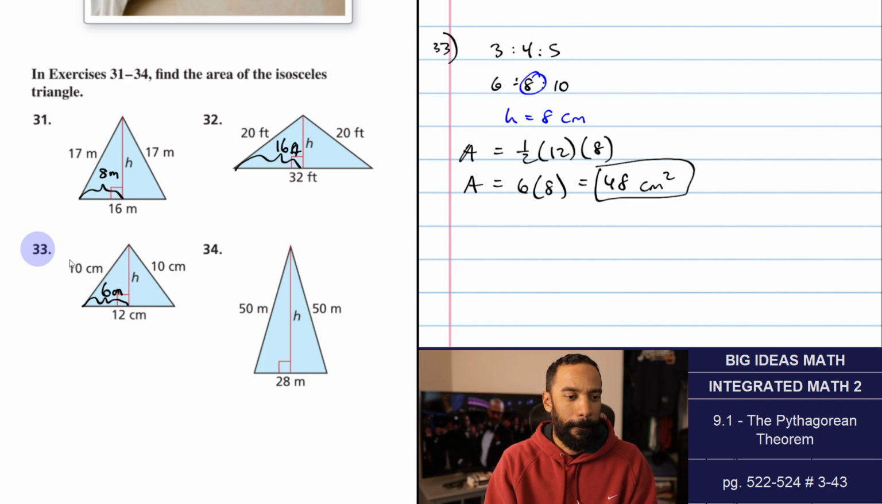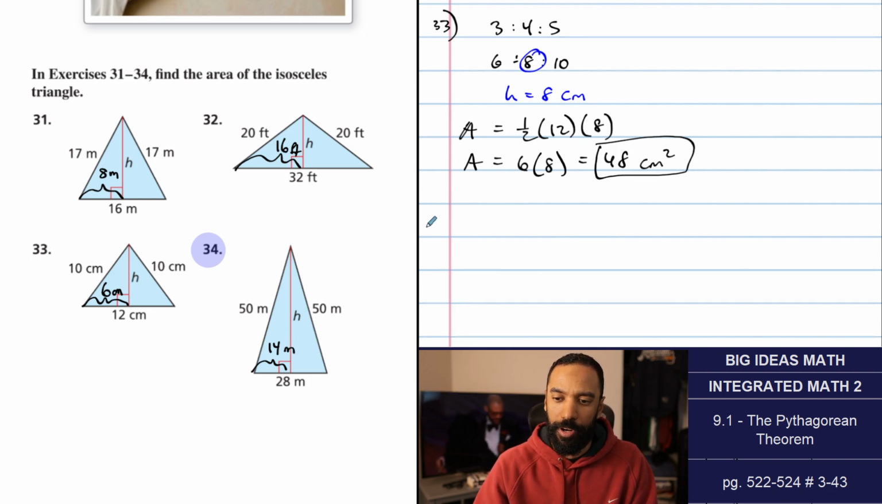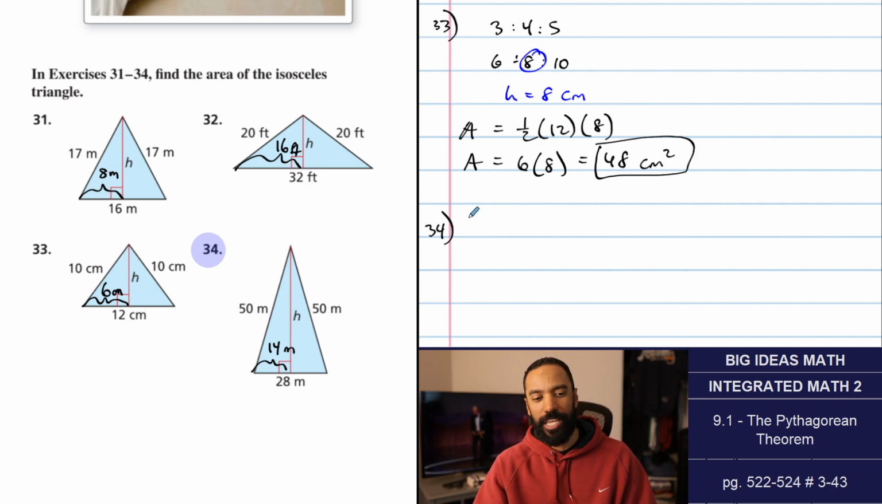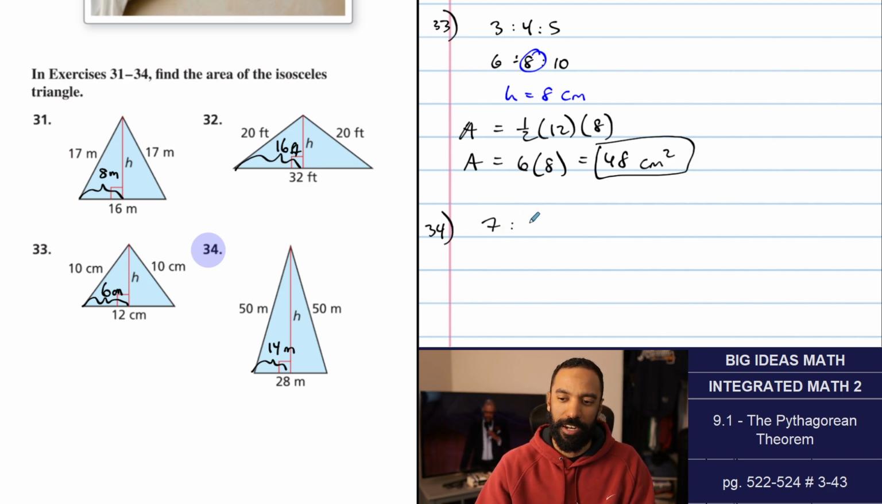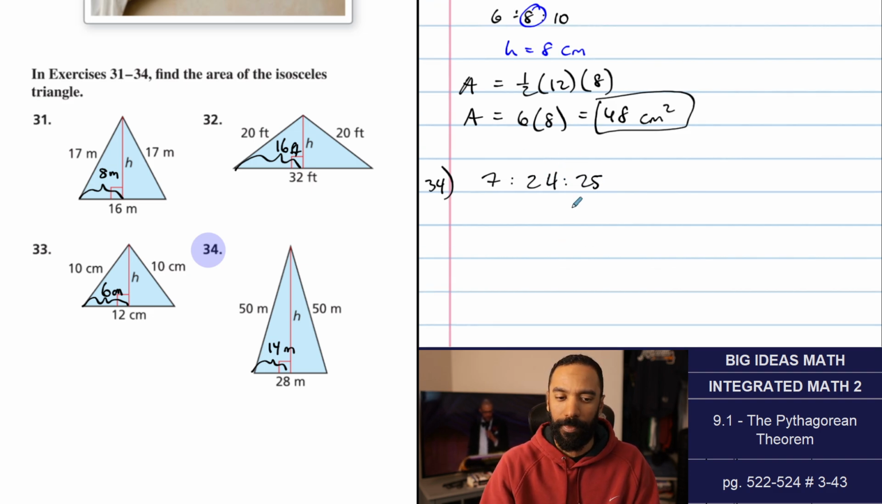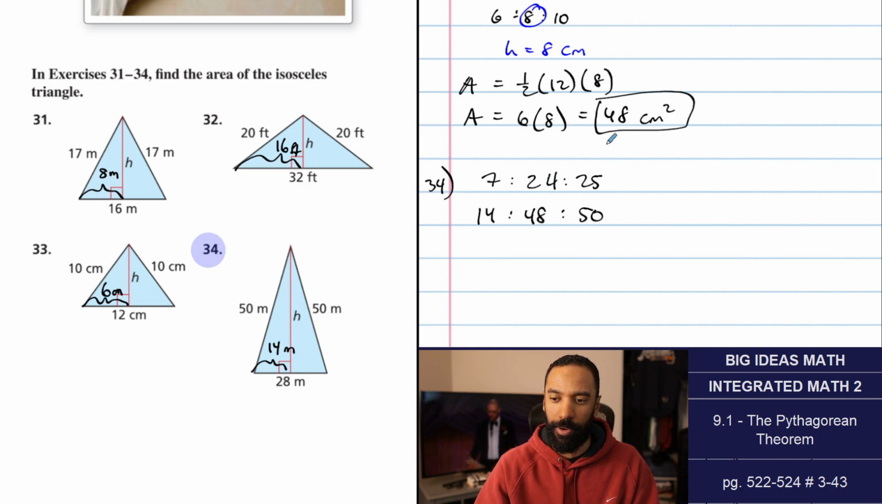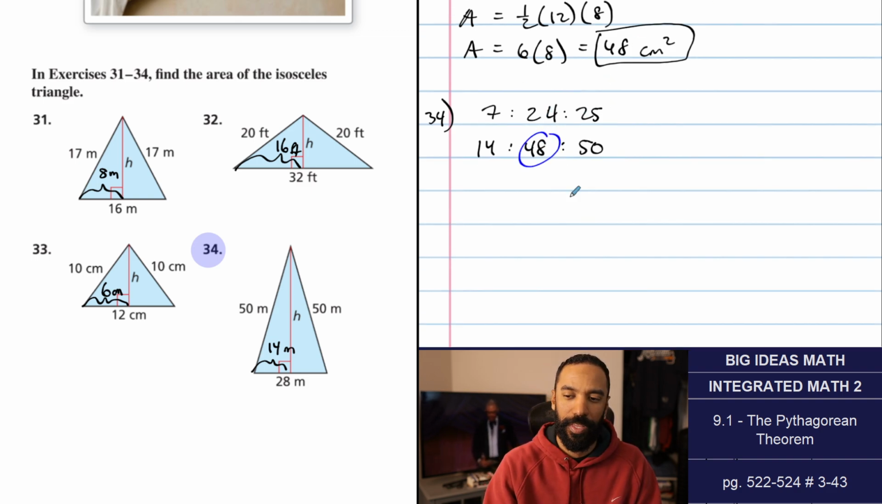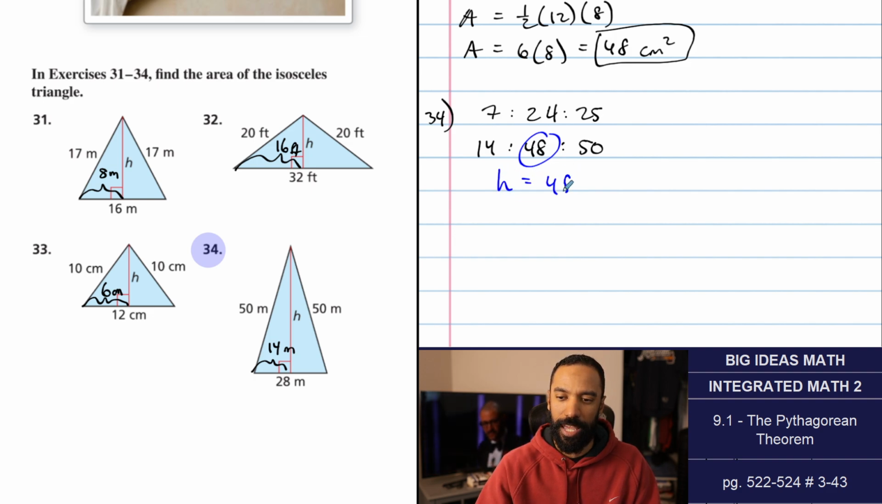Lastly, number 34. These are all Pythagorean triples, which is nice. 28 divides into 2 to get 14 meters. So on number 34, that 14 with the h and the 50, guys, it's representative of the 7, 24, 25 Pythagorean triple. 7 doubled is the 14 you're looking at. 50 is from doubling 25. So the 24 doubled is 48. So without Pythagorean theorem, going straight into it, your height is 48 meters.